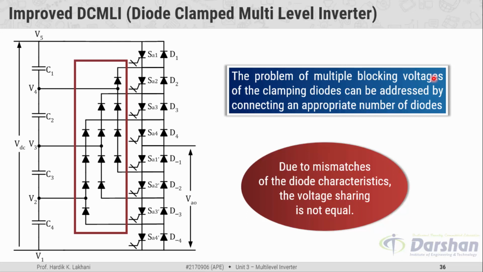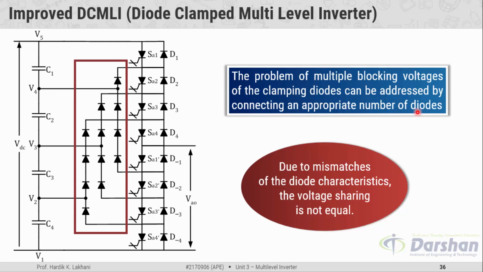Now let me discuss the improved diode clamp multi-level inverter. Earlier, we had seen one of the features of DCMLI, that is multiple blocking voltages of the clamping diodes. Whenever we go for a smaller number of clamping diodes, then we have to choose different ratings of the clamping diode, right? And that problem can be addressed by connecting an appropriate number of diodes.